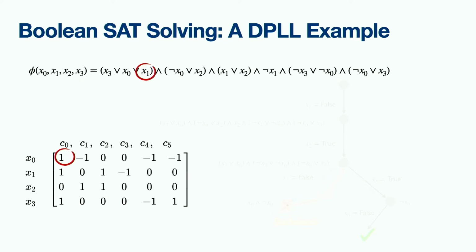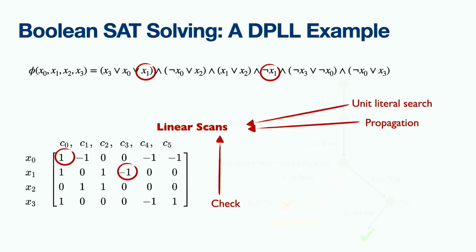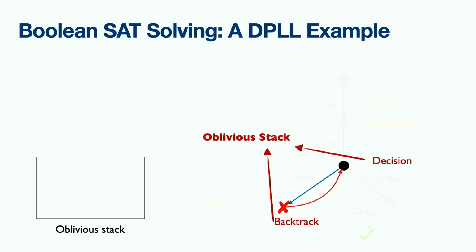If the variable appears in the corresponding clause, then the entry will be 1. If the negation of the variable appears in the corresponding clause, then the value will be -1. Otherwise, the value will be 0. It turns out that unit literal search, propagation, and check can all be encoded as a linear scan over this matrix. We further implement decision and backtracking using an oblivious stack.